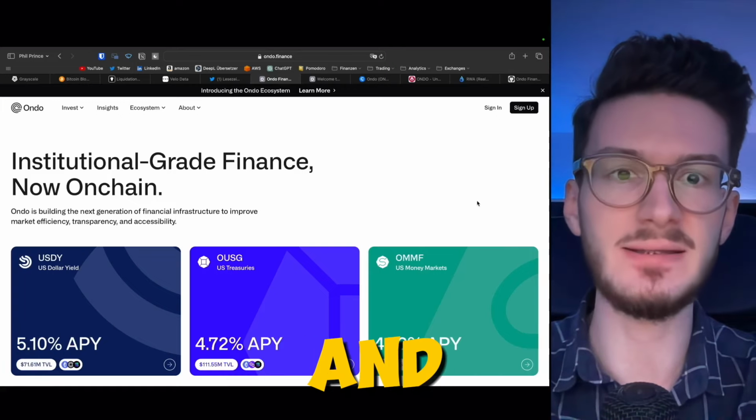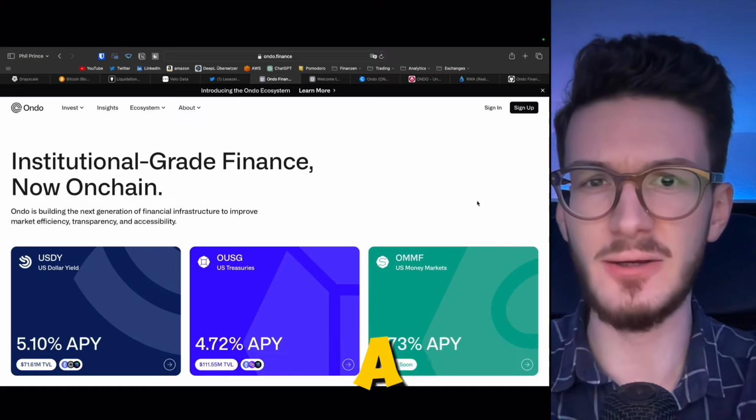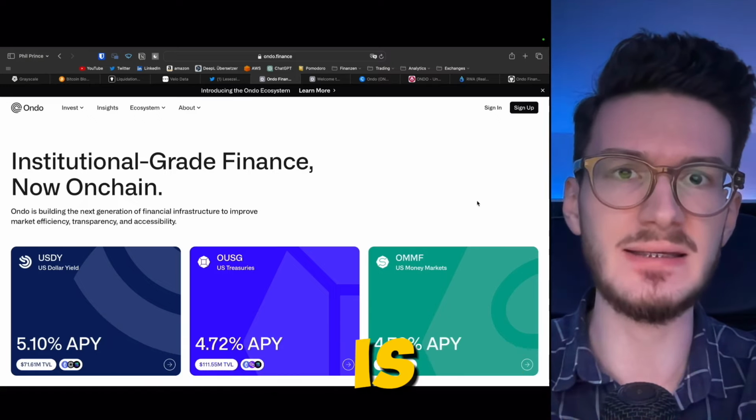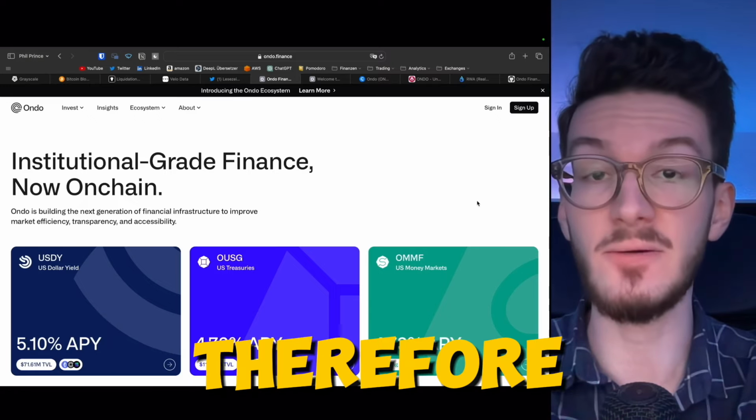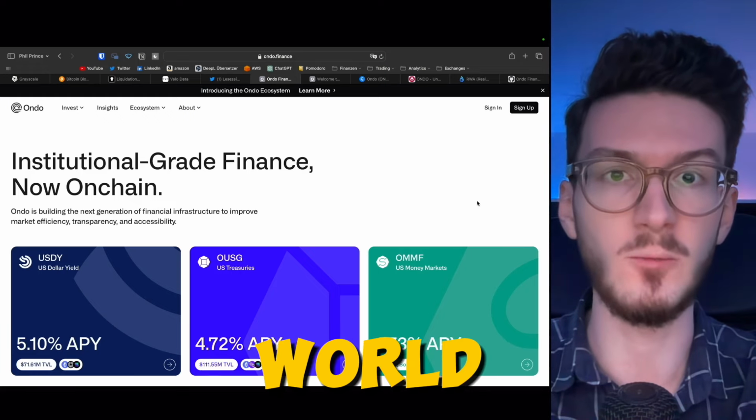Bridging TradFi and DeFi to buy US treasuries on-chain? Sounds a bit like a contradiction, but Ondo Finance is making it a reality, and therefore playing into the hyped up narrative for this bull cycle, real world assets.